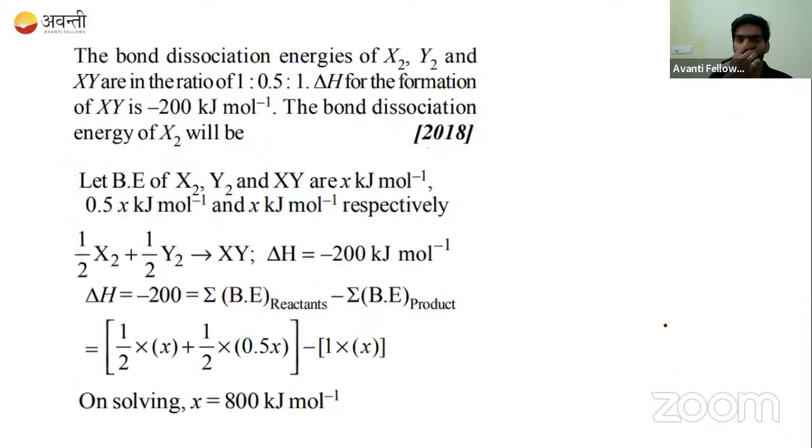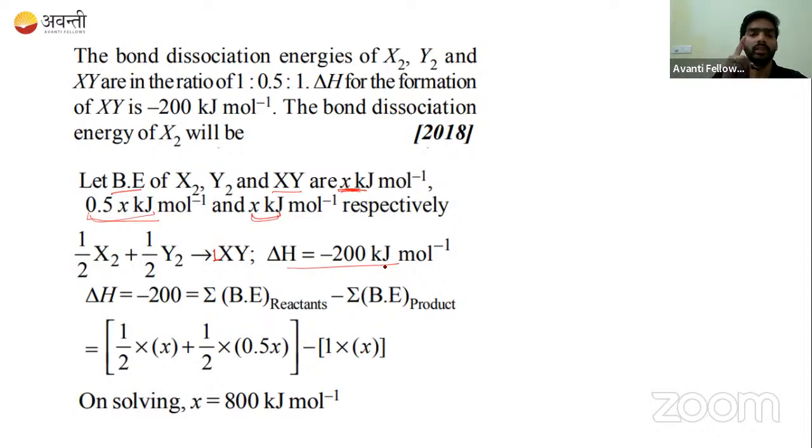So you can see here, let the bond energy of X2, Y2 and XY be in the ratio, so it will become 0.5x kilojoule per mole, and x kilojoule per mole. X kilojoule will be for the X2, and for Y2 it is 0.5x, and for XY it is x kilojoule. So this is our reaction, half of X2 and half of Y2. It gives our 1 mole of the product for which it is given minus 200 kilojoule per mole.